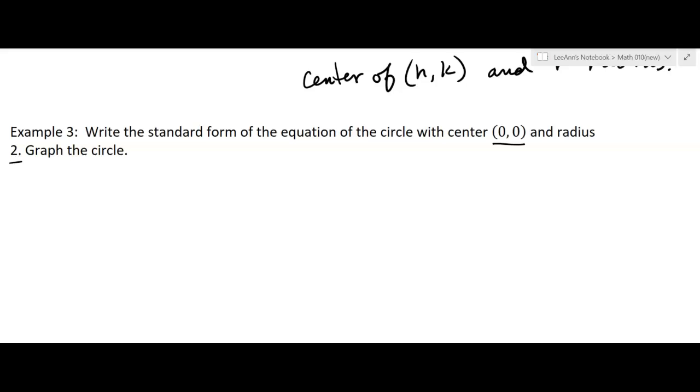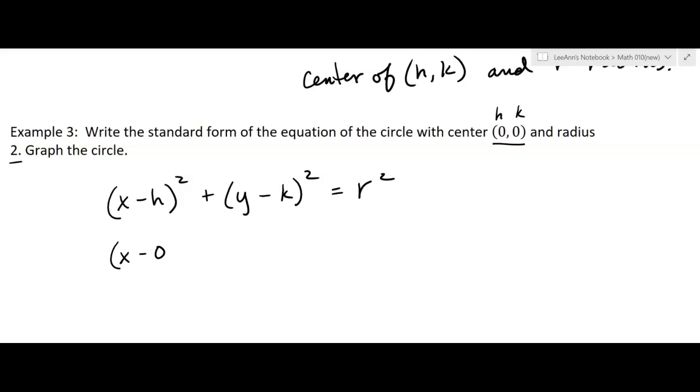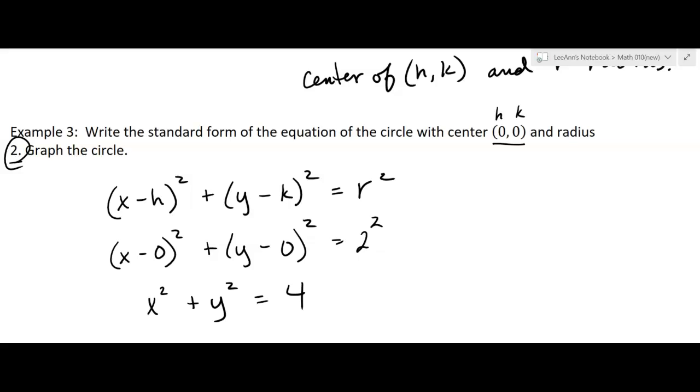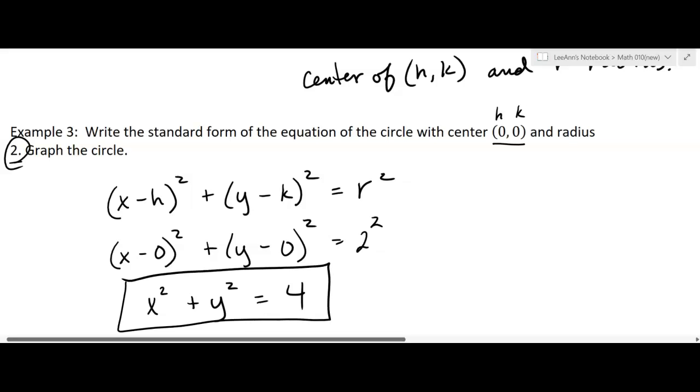Okay, so it says write the standard form of the equation of a circle with center 0, 0, and radius 2. Okay, so here comes the standard form for a circle. We just wrote that. You don't have to write it again, but I'm going to. This is my h, and this is my k, because that's the center. So x minus 0 squared plus y minus 0 squared equals, and the radius was 2 squared. So we just clean this up a little bit.